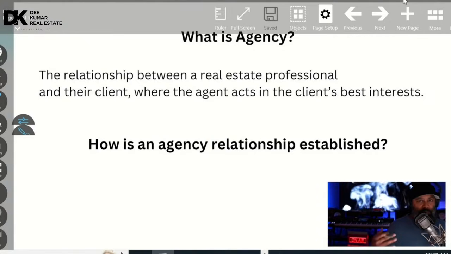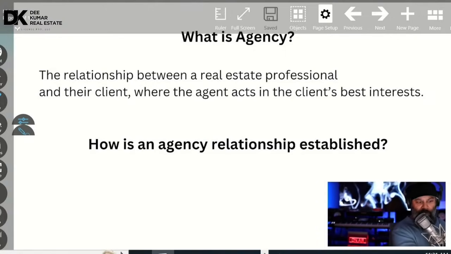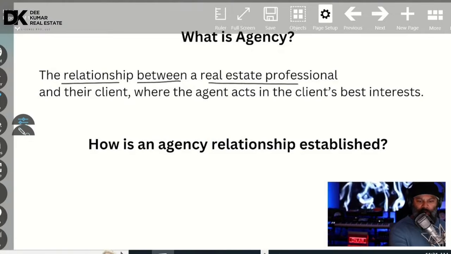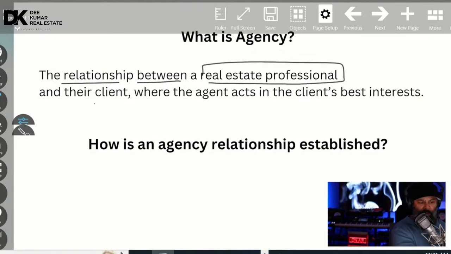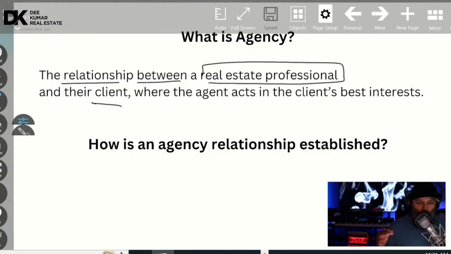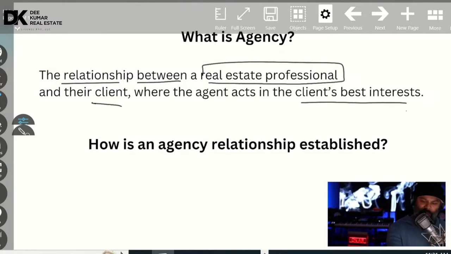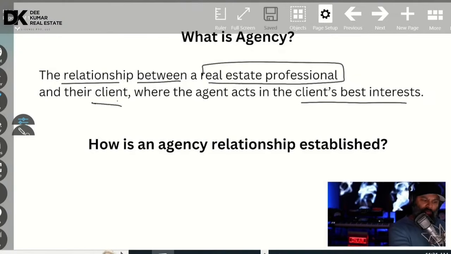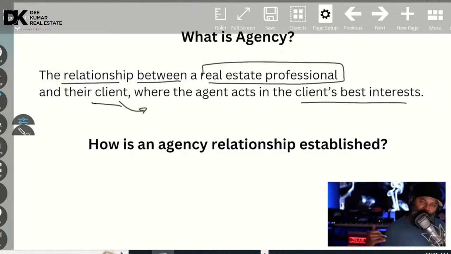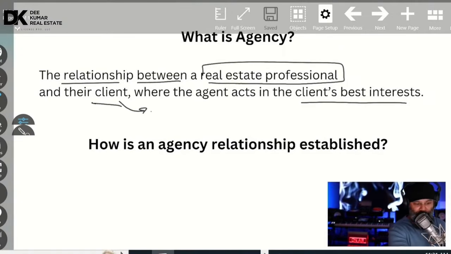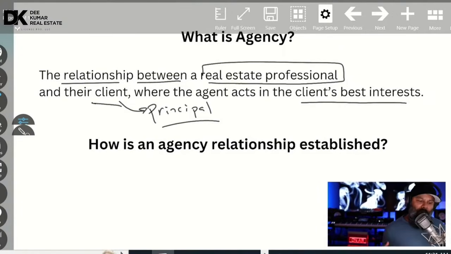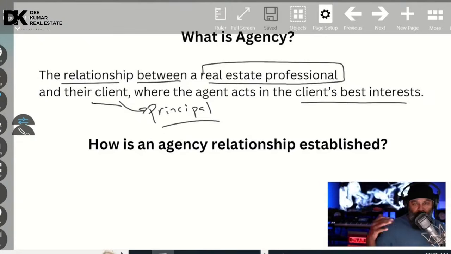So many states offer different types of these agency relationships. But the fundamental here is that agency relationships are between a real estate professional and their client. And there are ways that we treat the customer, okay? Where the agent acts in the client's best interest. So when we're talking about the client's best interest, who is the client? First off, the client is also referred to as the principal on real estate examinations. So I want you to know that the word client and the word principal can be used interchangeably on exam questions.